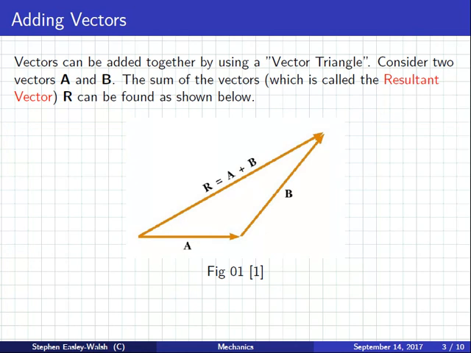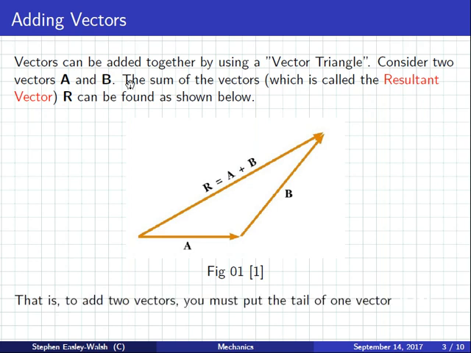Does anybody know the name of the other way? Has anybody used the parallelogram method? You know other way, yeah? What does it look like? Yeah, that's called parallelogram. We use the triangle. Okay, have you got that? Can I continue? Yep. So, to add two vectors, you must put the tail of one at the head of the other.